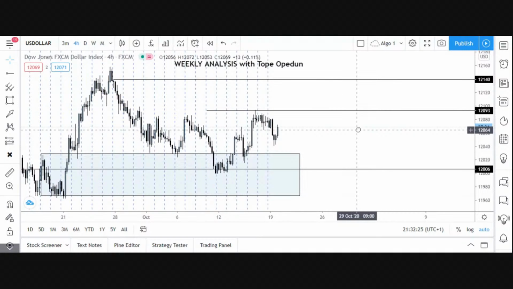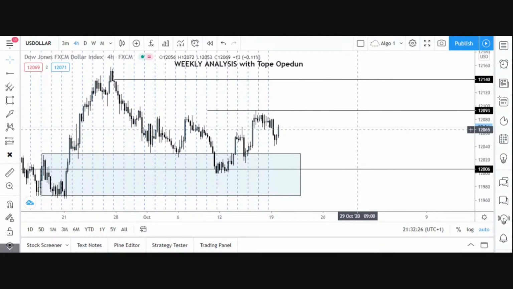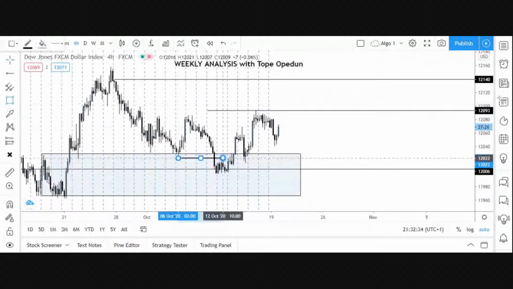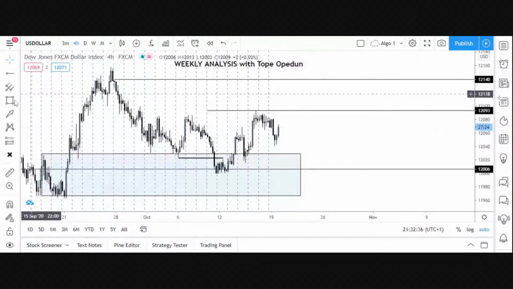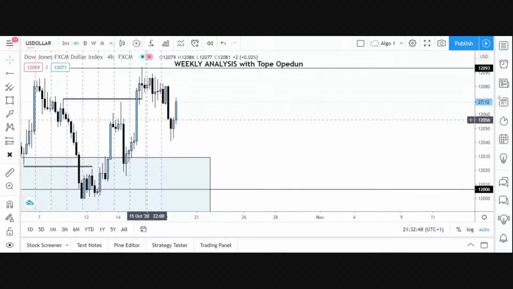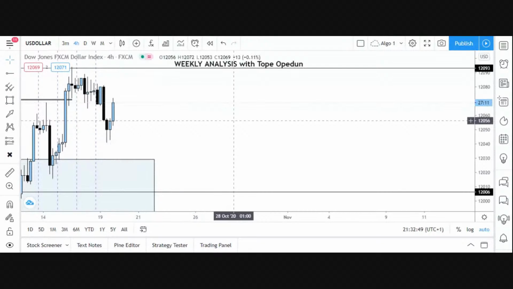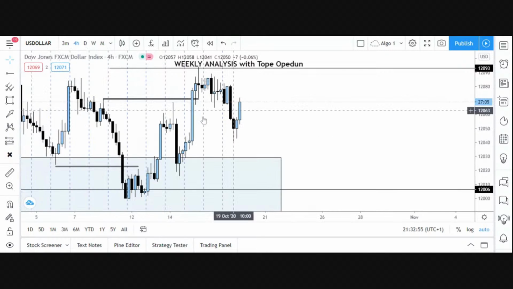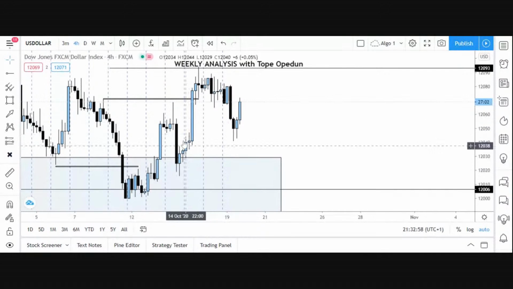Okay, so it looks like we took out this level over here. Let's draw that. We took out this level, and then we break structure. So we broke structure here. So a return back into this range should give us a continuation bullish. And we're in that range now. We've come into this range. So this very thick bullish order block, very thick bullish order block over here.